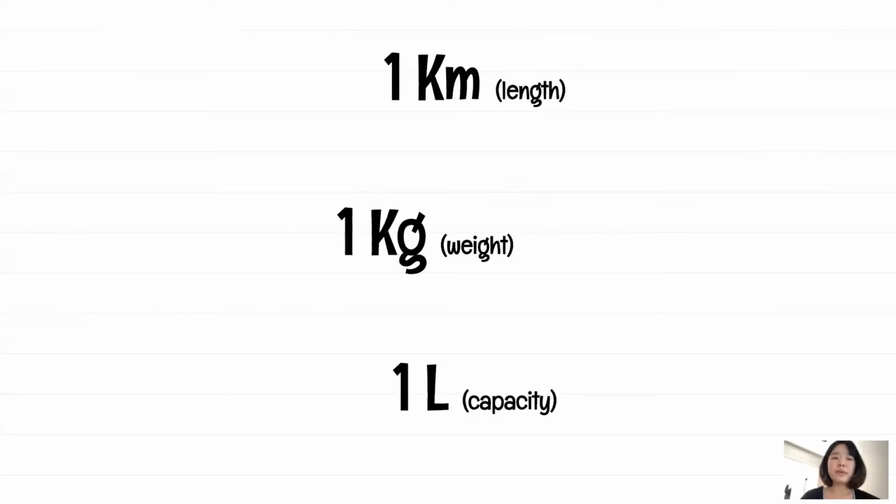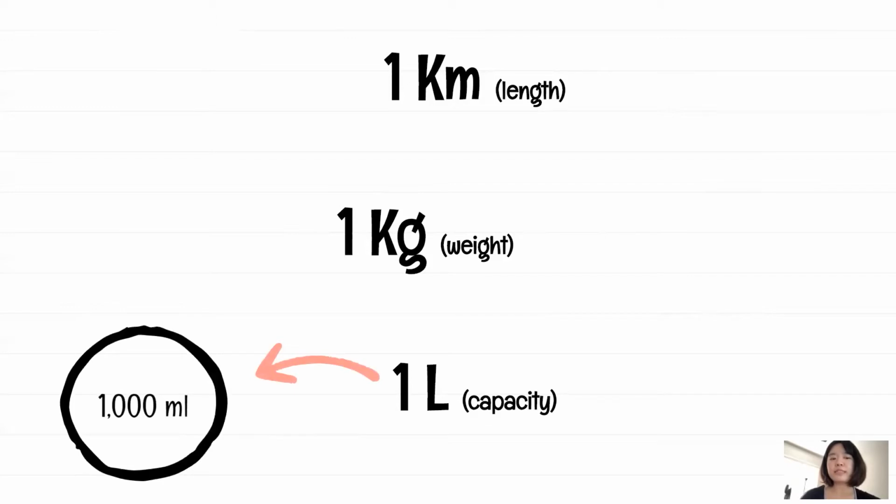So this week we learned the units for mass, length, and capacity, like gram, kilogram, centimeter, meter, kilometer, millimeter, and liter. What relationship have you discovered between millimeters and liters? So 1 liter is 1,000 milliliters. We also can say 1 liter is 1,000 times as much as 1 milliliter.